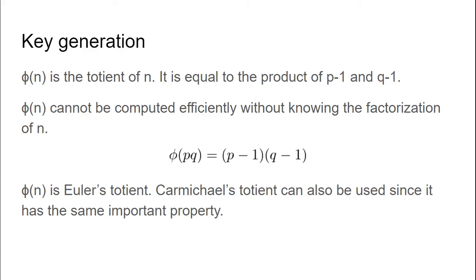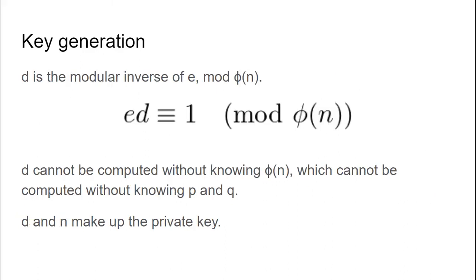The next step is generating the private key. This makes use of a totient function, one example of which is Euler's totient. Totient functions satisfy a specific rule that we'll talk about later. The totient of n can only be computed efficiently if you know p and q, in which case it's just p-1 times q-1. You then calculate an integer d, which is part of the private key.